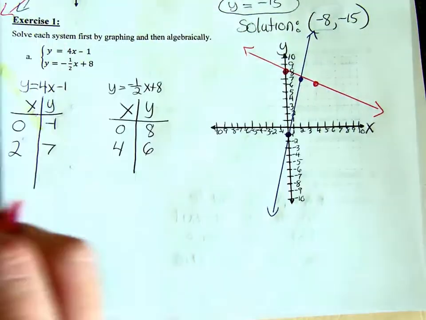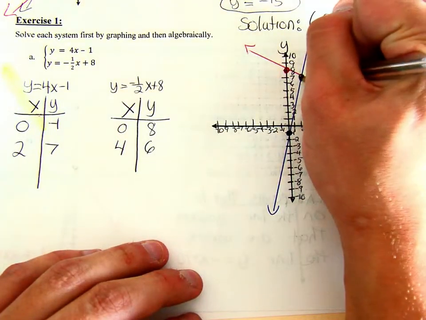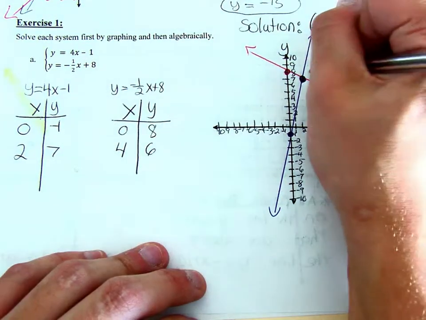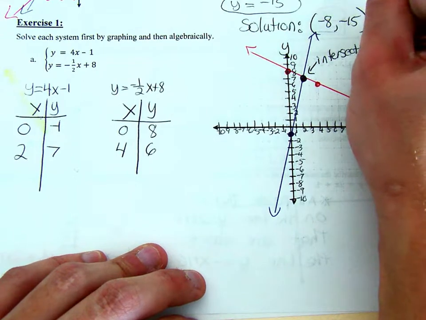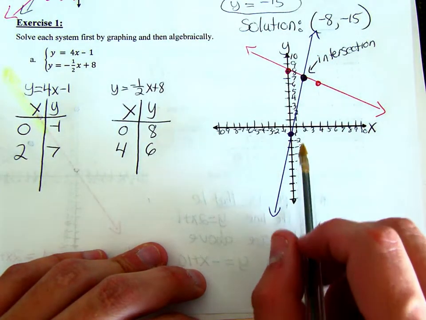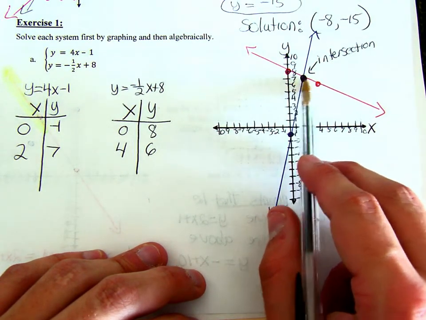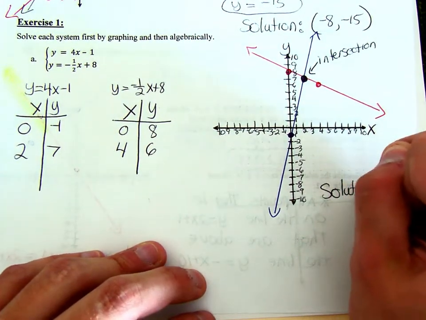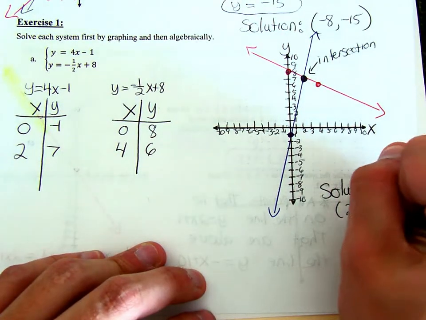And then I have to look and see where my 2 points intersect. It would be this point right here. So this would be my intersection. So this point right here is going to be my solution. And if we look at that, what is that solution? Well, if we go over 2, up 7, this would be our point, (2, 7). So our solution is then going to be (2, 7).